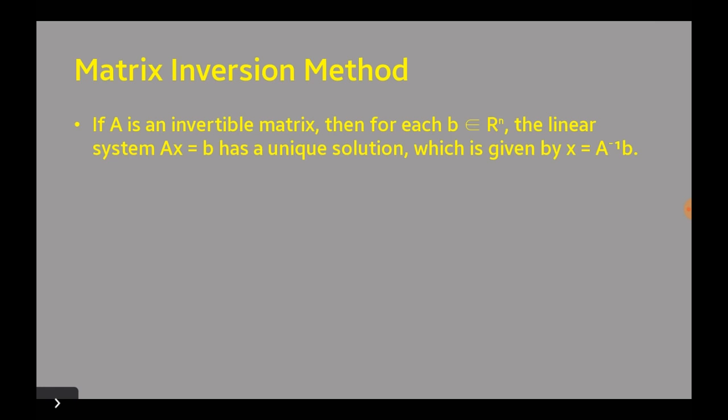Matrix inversion method. If A is an invertible matrix, then for each B in R to the power of n, the linear system Ax equals B has a unique solution, which is given by x equals A inverse B.